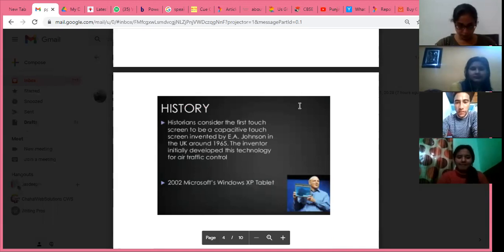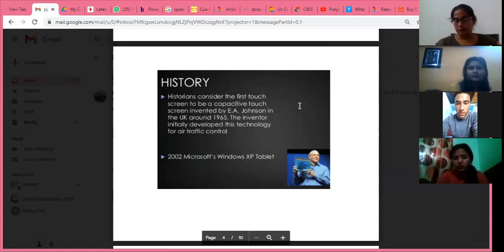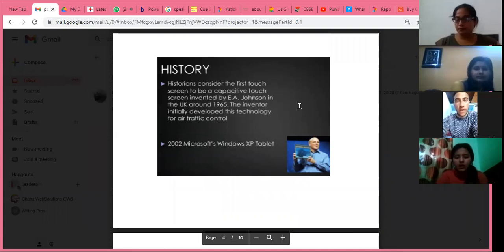Historians consider the first touch screen to be a capacitive touch screen invented by E.V. Johnson in the UK around 1965. The inventor initially developed this technology for air traffic control. The second one is the 2002 Microsoft Windows tablet.